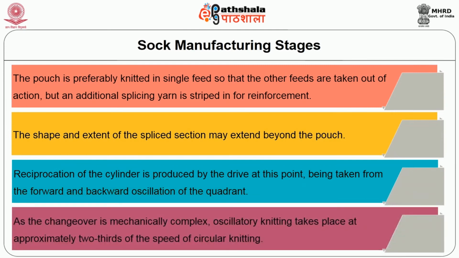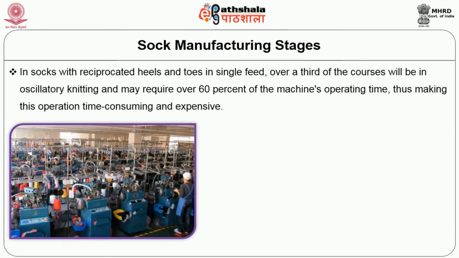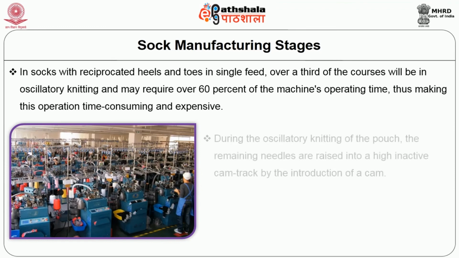As the changeover is mechanically complex, oscillatory knitting takes place at approximately 2/3 of the speed of circular knitting. In socks with reciprocated heels and toes in single feed, over a third of courses will be in oscillatory knitting and may require over 60% of the machine's operating time, thus making this operation time consuming and expensive.